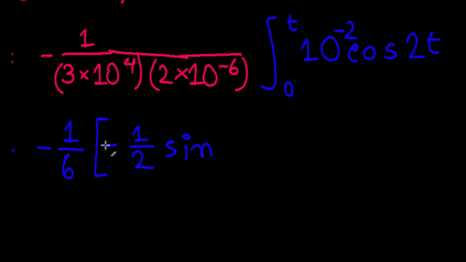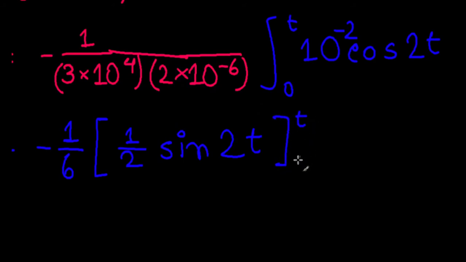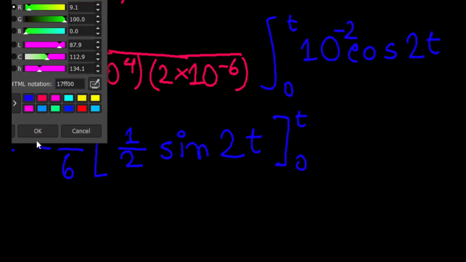Oops. Oh, wait a second. Slight confusion, it's not negative. I'll erase the whole thing. So half sine of 2t, and this is from time t equals 0 to time t equals t.